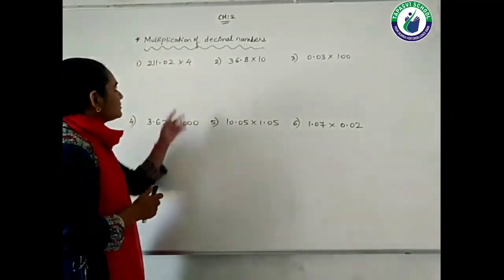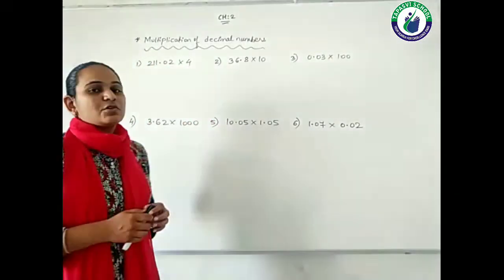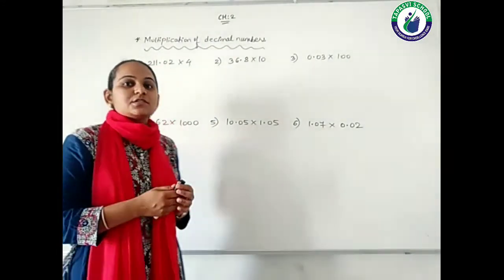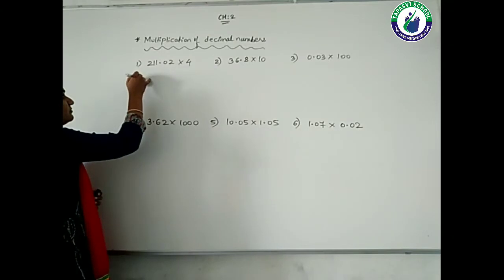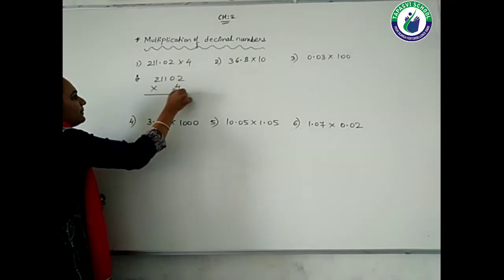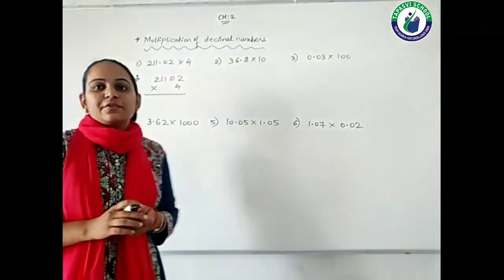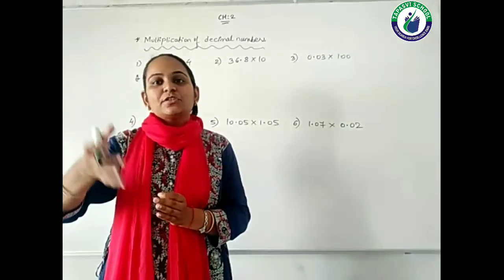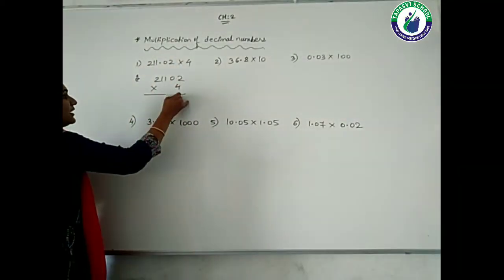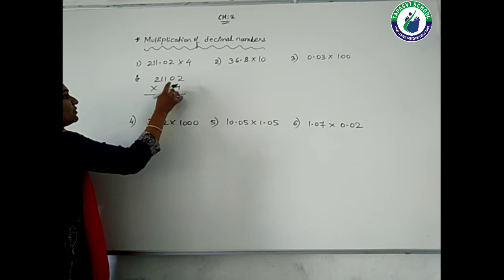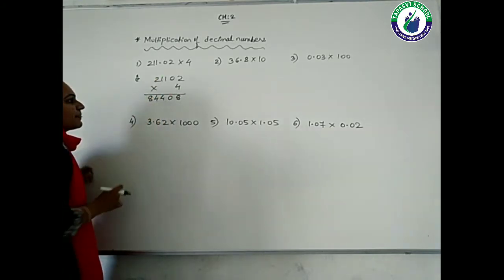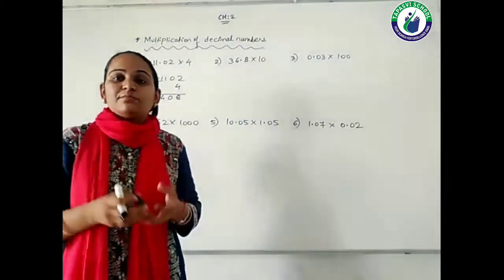So your first question is, students, 211.02 multiplied by 4, right? So let's see here, 21102 multiplied by 4, and right now not keeping the point here, right? I will be putting the point later on, that means after multiplying. So 4 2s are 8, 4 zeros are 0, 4 1s are 4, 4 1s are 4, and 4 2s are 8, right?